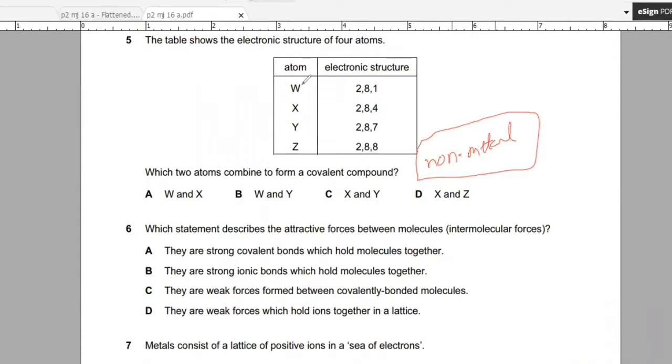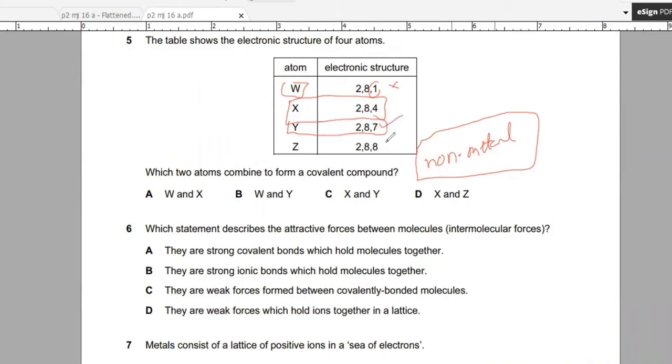So here you find it. Does W have more than 4 electrons in the outer shell? Never, it has only 1 electron. So this is not the right one. X has 4 electrons. That means it can be a non-metal. And Y also has 7 electrons in the outer shell. That means it is also a non-metal.